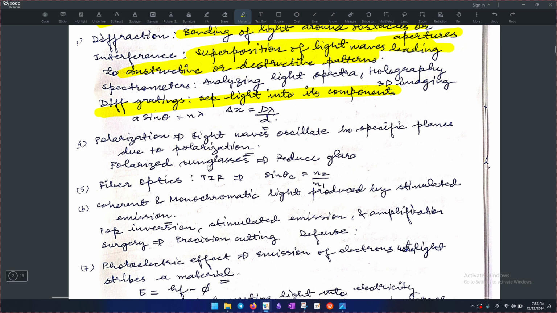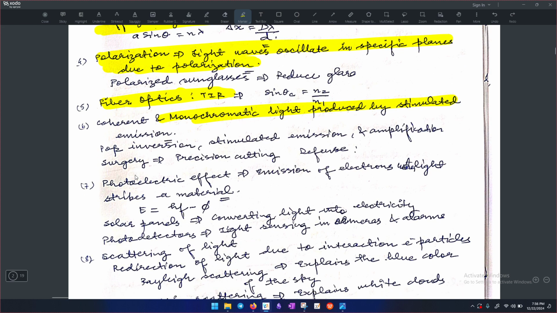Polarization is when light waves oscillate in specific planes. There are polarized sunglasses which reduce glare. Fiber optics is based on total internal reflection. Lasers produce coherent and monochromatic light and are based on population inversion, stimulated emission, and amplification.